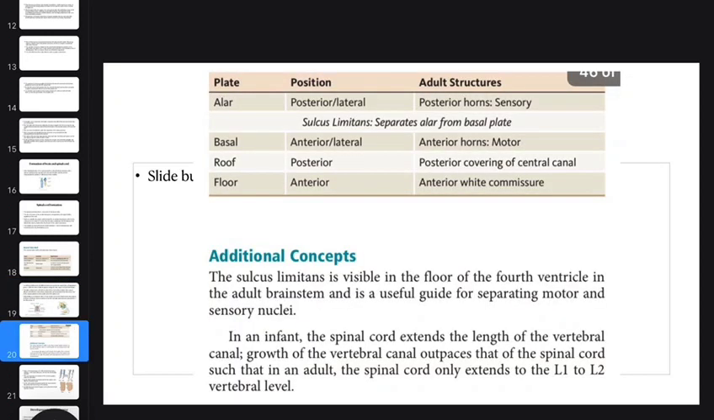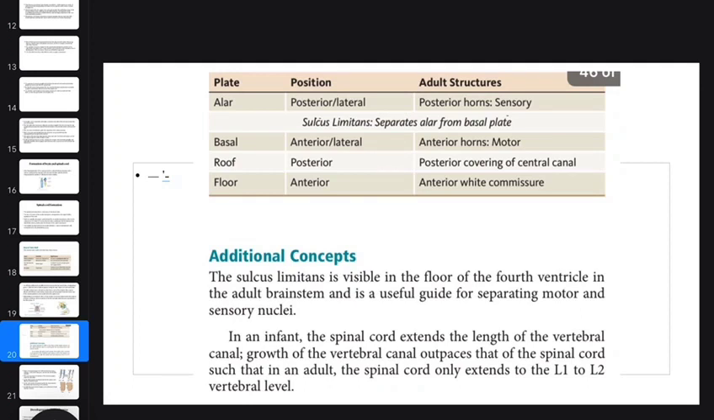Next, coming to these, the alar plate, that is posterior and lateral, gives rise to the posterior horns, that is sensory, and the sulcus limitans separates the alar plate from the basal plate. Then the basal plate, that is anterior and lateral, gives rise to the anterior horns, the motor. The roof is the posterior covering of the central canal, and the floor is anterior, that is the anterior white commissure.